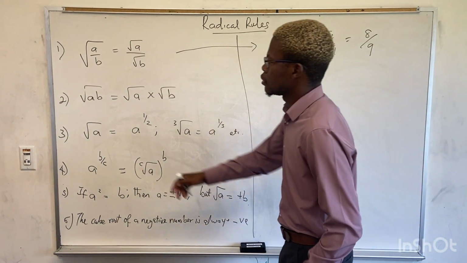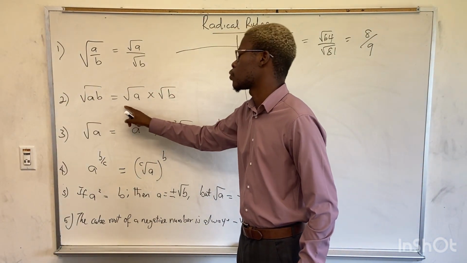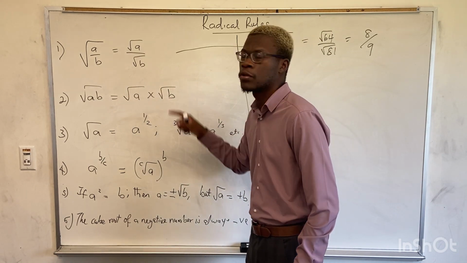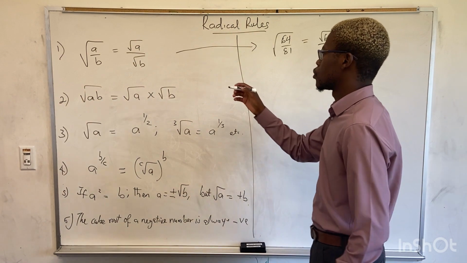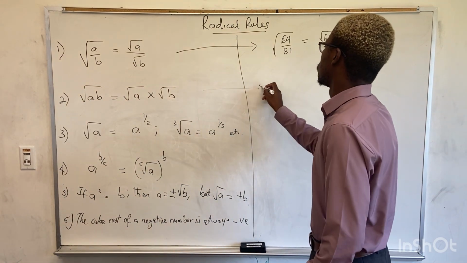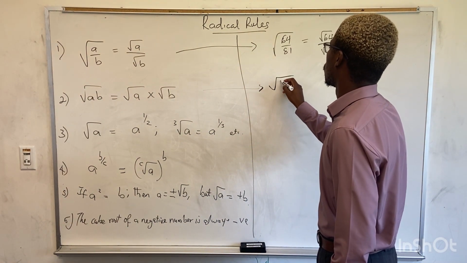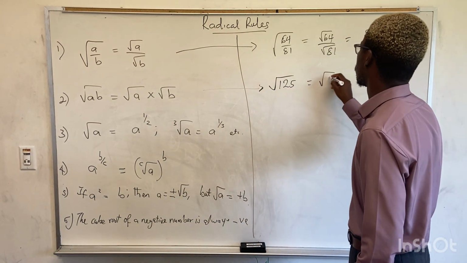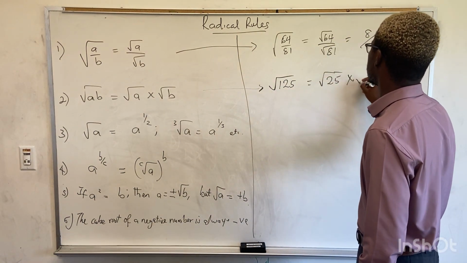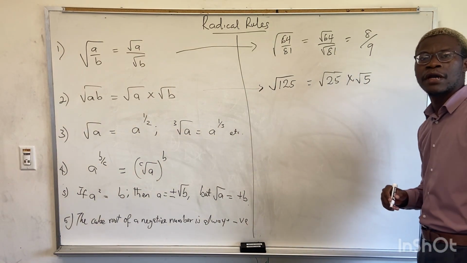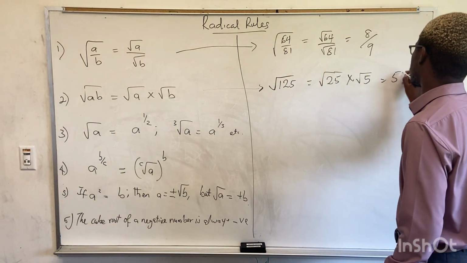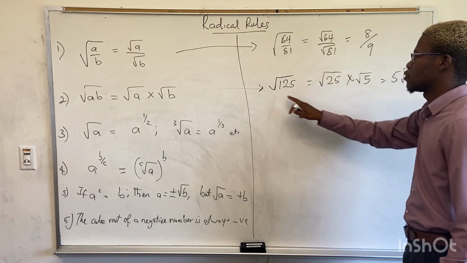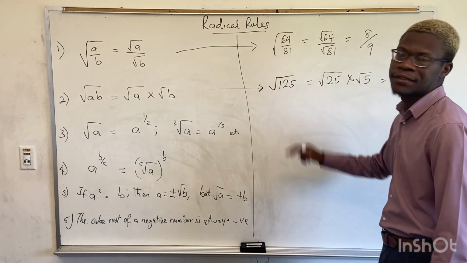The second rule says the square root of AB is equal to the square root of A times the square root of B. So for example, the square root of, let's do maybe 125. The square root of 125 is the same thing as saying the square root of 25 times the square root of 5. All right, so what's the square root of 25? 5. So you can say 5 root 5. All right, so 5 root 5 is another way of writing square root of 125.